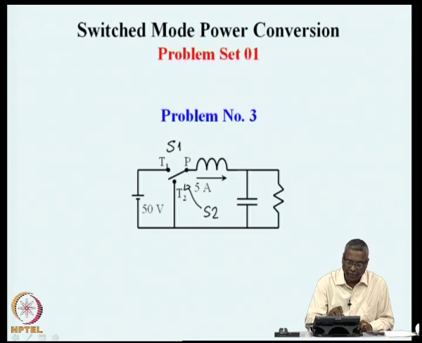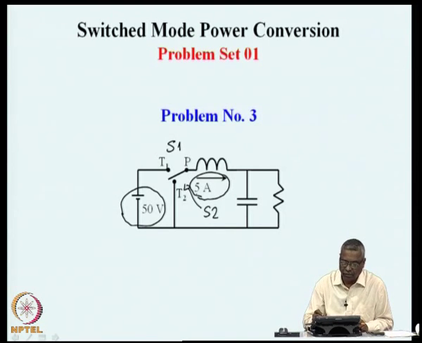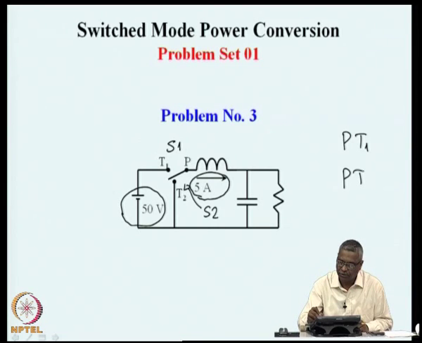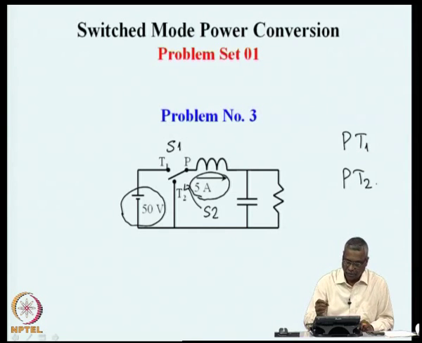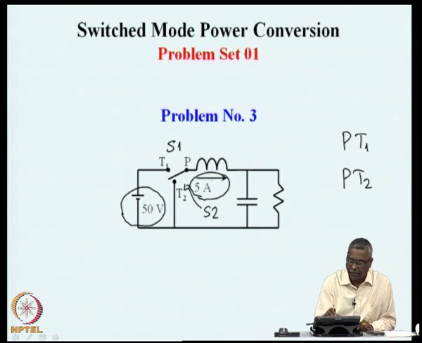The operating conditions are that the source voltage is 50 volts and the inductor current is 5 amperes. In this particular combination, we would like to know what will be the switch PT1 and what will be the switch PT2. This is the question that we would like to answer. The conditions are that the inductor current is 5 amperes, nearly steady DC, in the direction that is shown here, and the source voltage is 50 volts in the direction that is shown here.